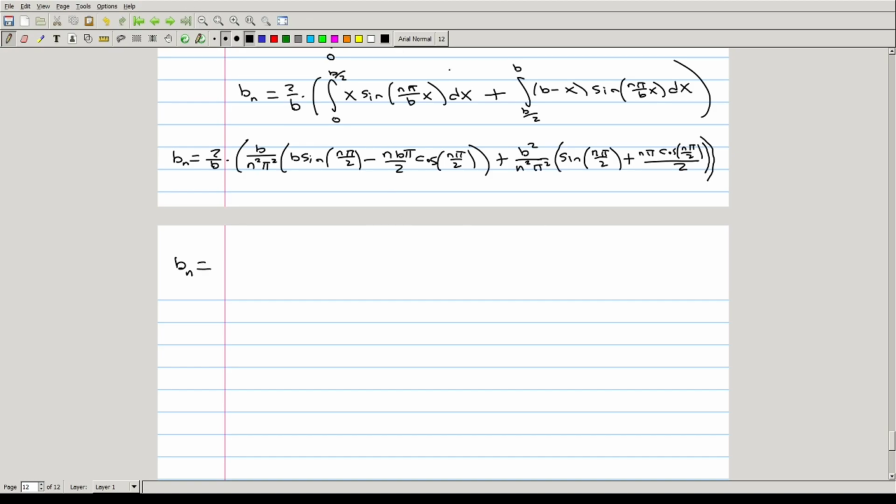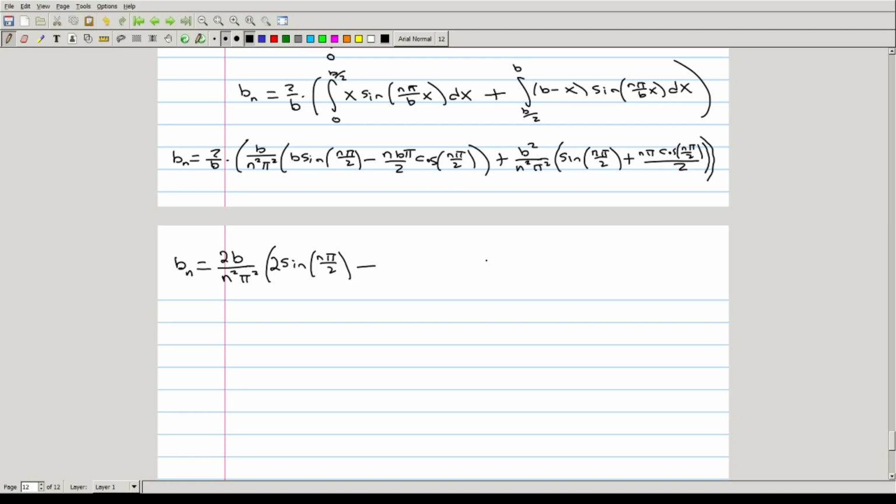So we have a little bit of a cancellation here. You can factor out the b squared over n squared pi squared. This would be 2 times b. You have b squared over n squared pi squared here. And this will be times sine of n pi over 2 plus sine of n pi over 2 gives you 2 times sine of n pi over 2.